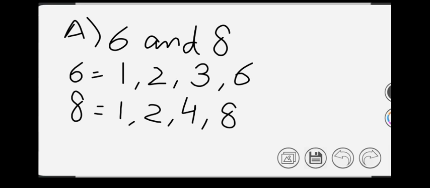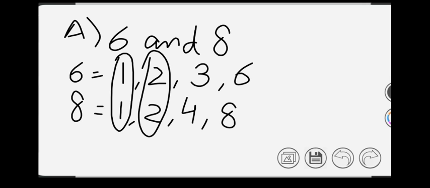Now we are going to circle the common factors. Common factors means the factors that are the same in both. So we are going to circle them. The first common factor is 1. The next common factor is 2. So here we have two common factors for the numbers 6 and 8, and we have to find the HCF.